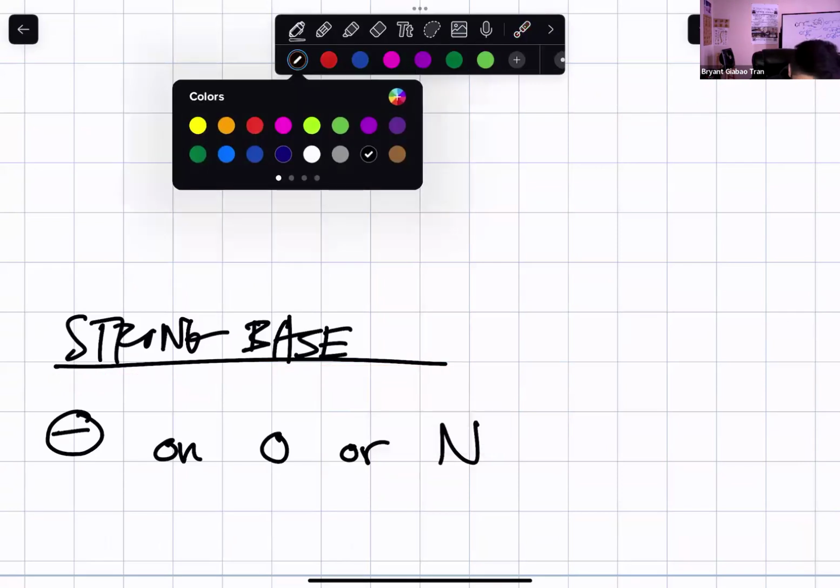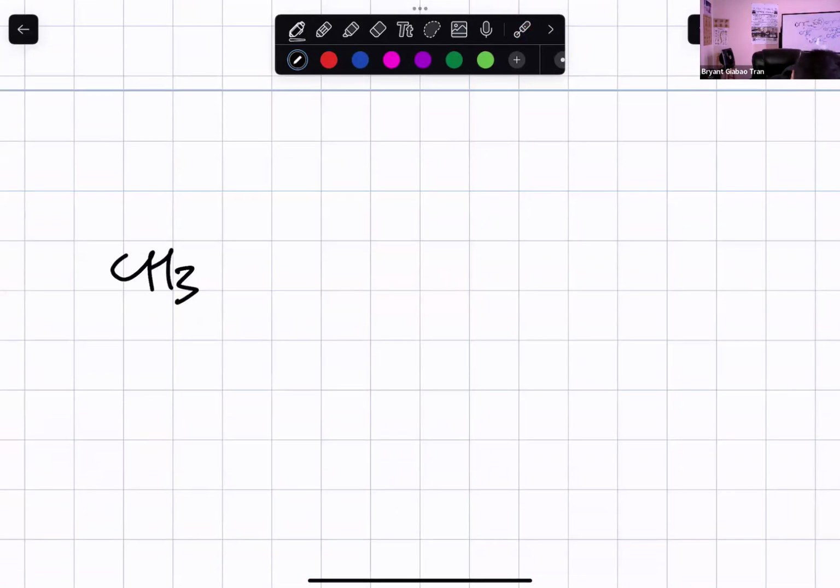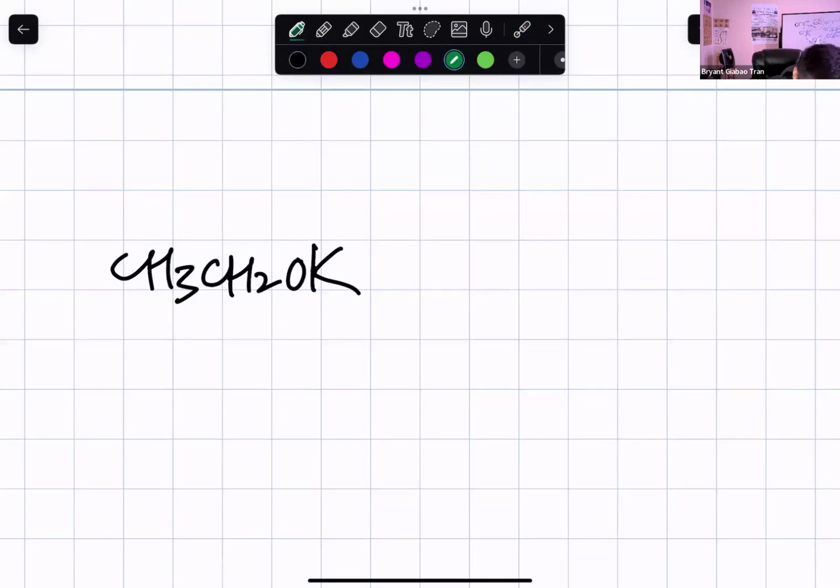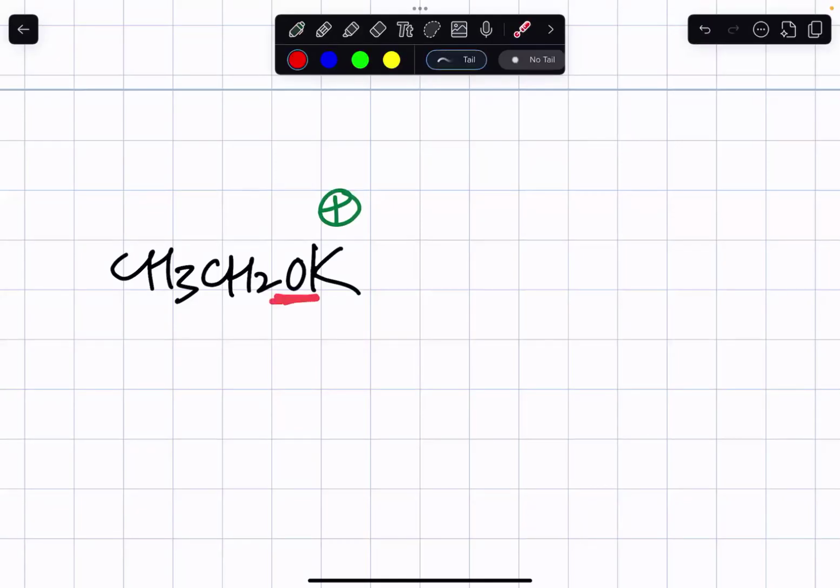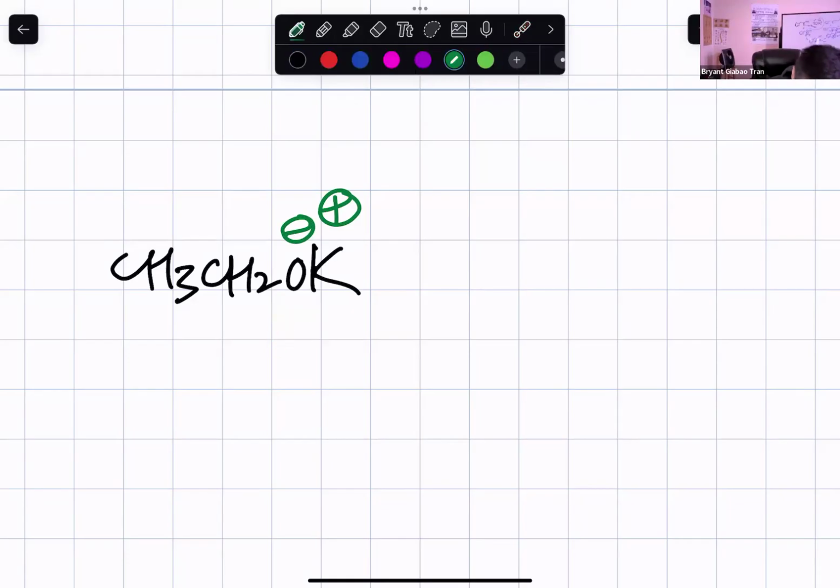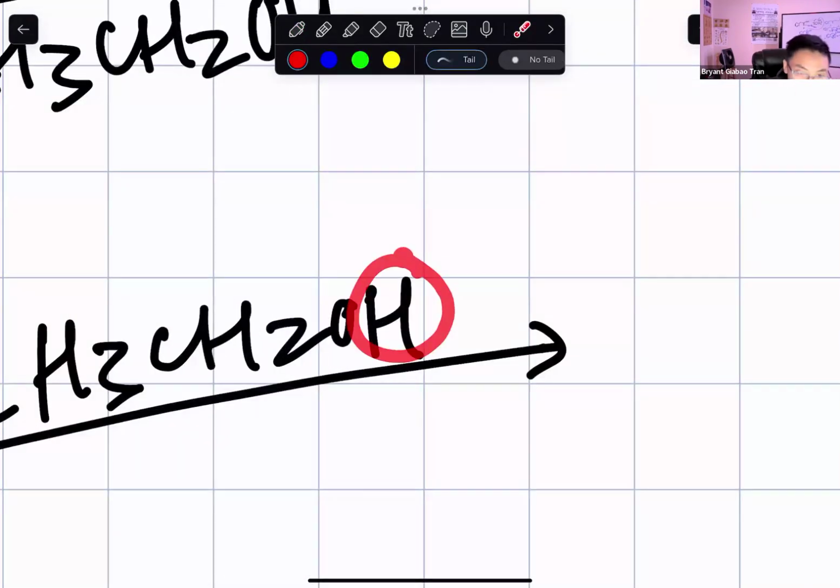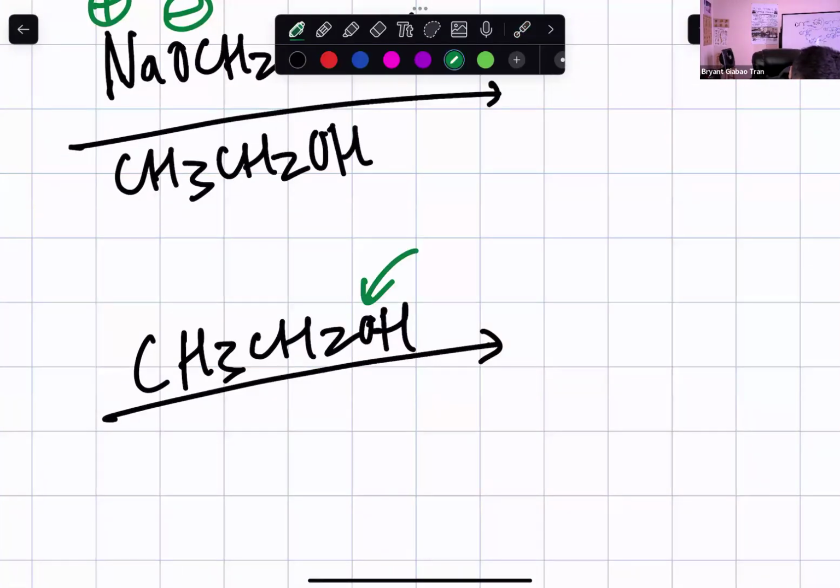Right. You could have also seen, let's say, something like this: CH3, CH2, O, K. Whenever you see potassium K, what charge do you associate that with? Positive. Yep, positive, making the oxygen what charge? Negative. Yep. And would that be a strong or weak base? Strong. Yep, strong base. Whereas if you look at this molecule here, this is not an Na or K. That's a hydrogen. That hydrogen is directly bonded to the oxygen by covalent bond. So there's no full negative charge on that oxygen, making this a weak base.